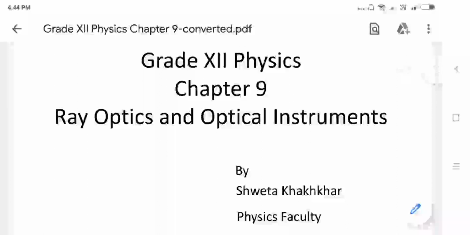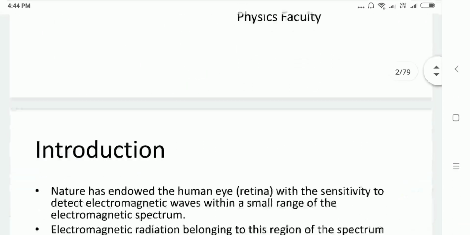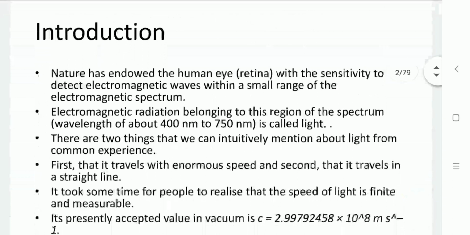Hello students, let us start our new session with chapter number 9, Ray Optics and Optical Instruments. Let us take its introductory part.